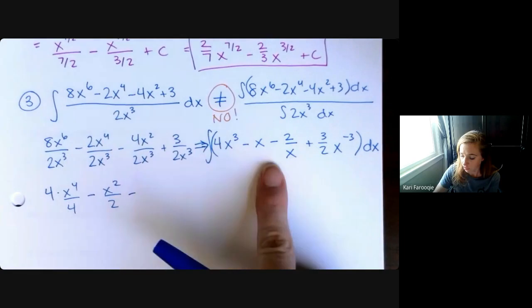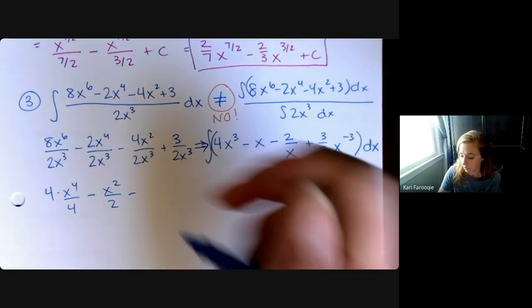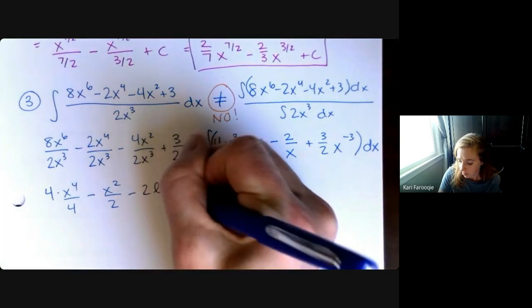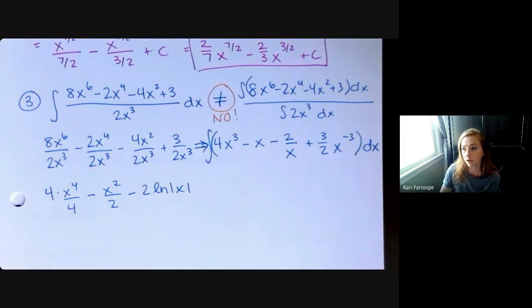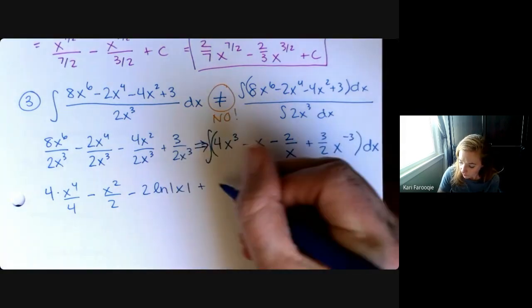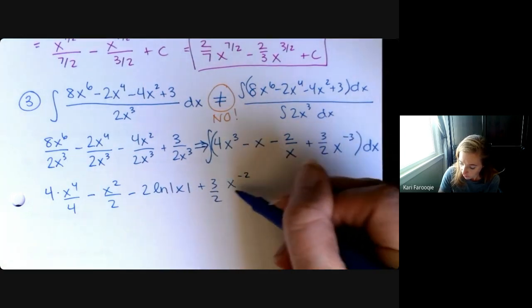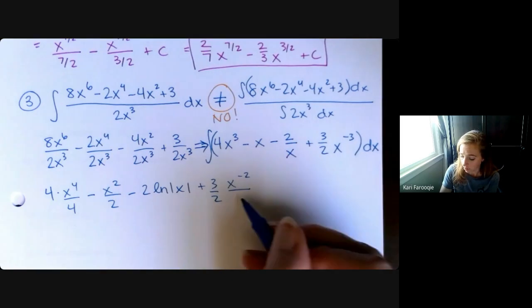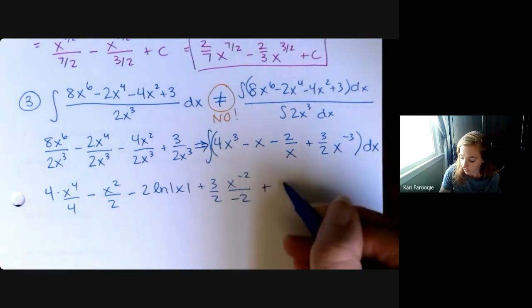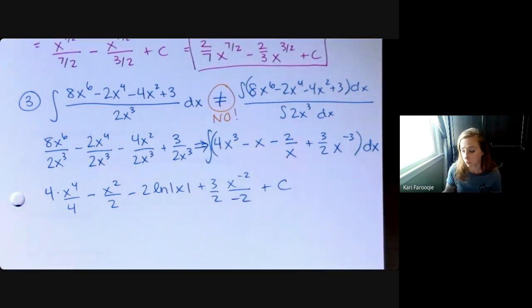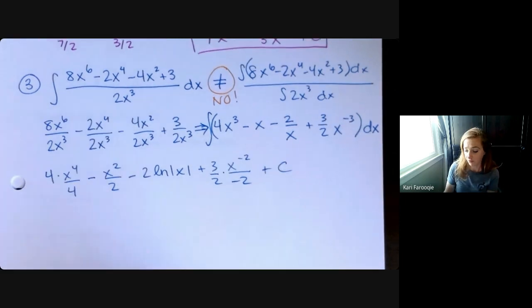For the next term, I just have x in the denominator. This is going to be twice the natural log of the absolute value of x. And then for the last term, we're going to increase the exponent by 1 to get us to the negative 2nd power. And we'll divide by that exponent, which is negative 2. And then all we have to do at that point is simplify. But this is officially the integral.